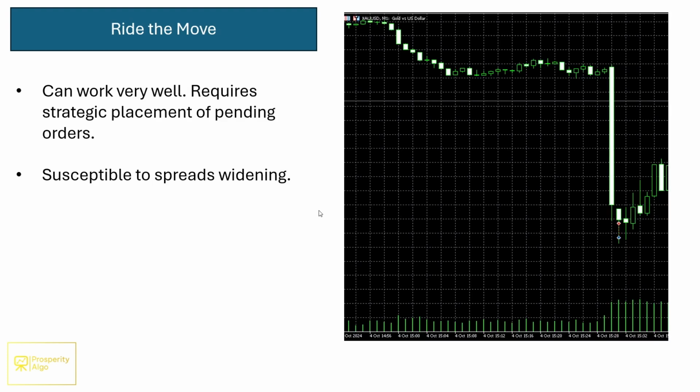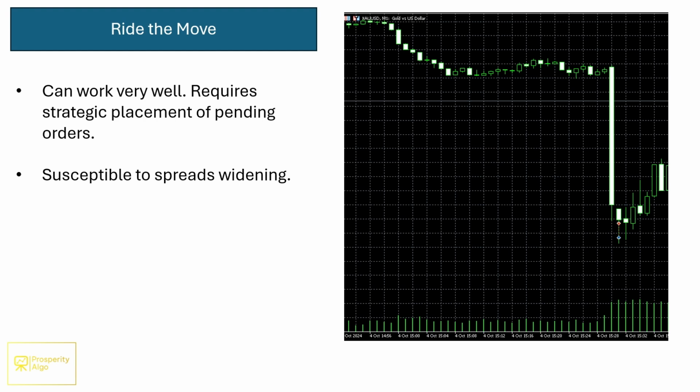Moving on, we can now discuss riding the move. Here I pulled an event from this NFP on Friday as well to give you an illustration. Essentially, how this works is you would wait for the initial impulse and then you would enter on a continuation, often using pending orders. At Prosperity Algo, we have our Missile bot, which does trade impulse continuations, and quite often it will enter in these events.